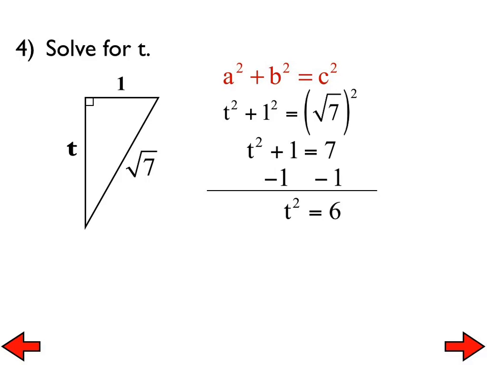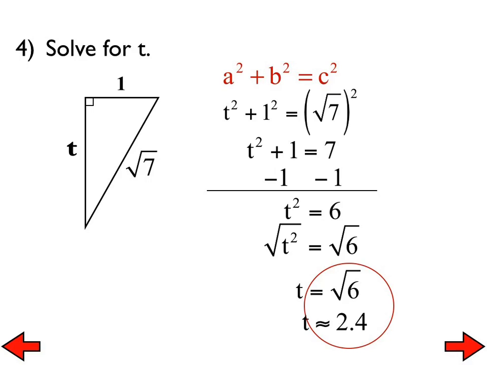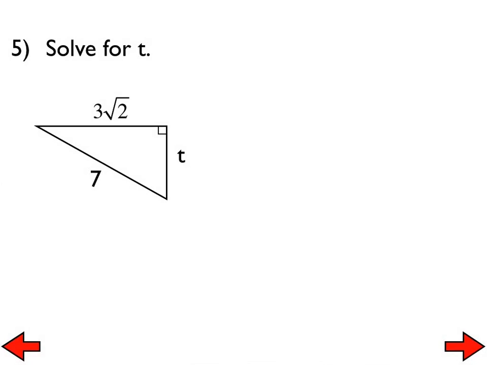Subtract 1 from both sides. And we end up, after we take the square root of both sides, with simply the square root of 6. That cannot be simplified, but to the nearest tenth, that would be approximately 2.4. Questions about number 4? All right, let's go on to number 5. Everybody try number 5. Pythagorean theorem says leg squared plus leg squared equals hypotenuse squared, or a squared plus b squared equals c squared. The legs are t and 3 square roots of 2, and the hypotenuse is 7.